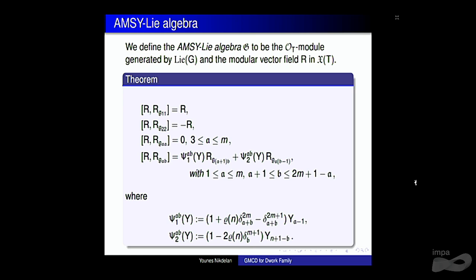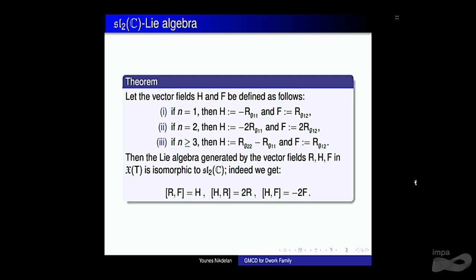So we find the AMSY Lie algebra, and then by the basis that we found, by defining the vector field H in dimension n, and dimension 2 we are defining differently from dimension n greater than or equal to 3. By these definitions, we verified that the modular vector field, together with two other vector fields, construct SL2C.